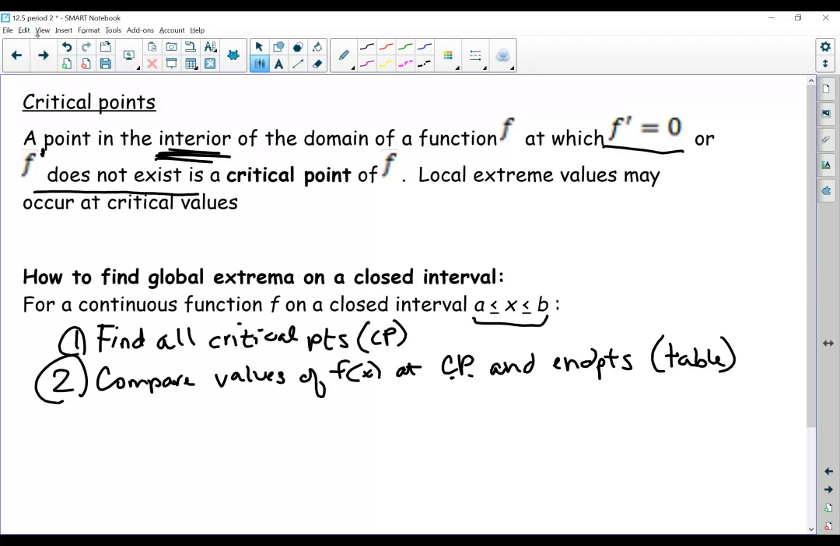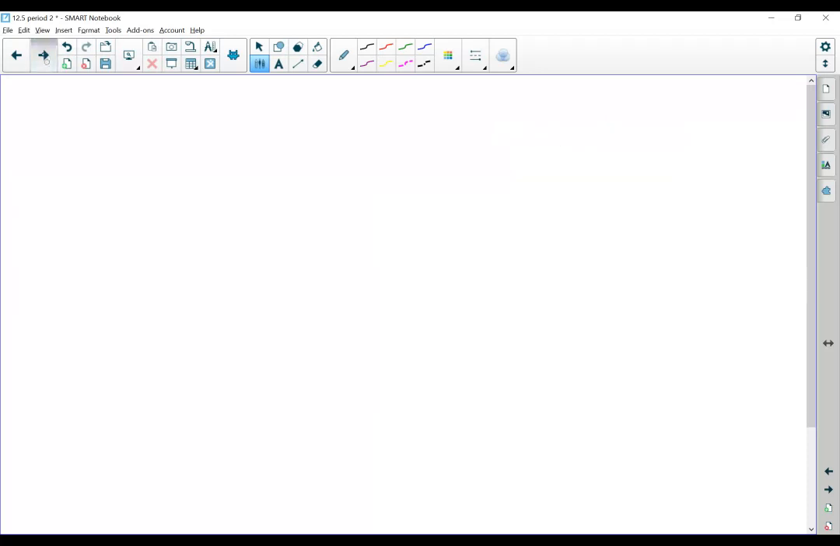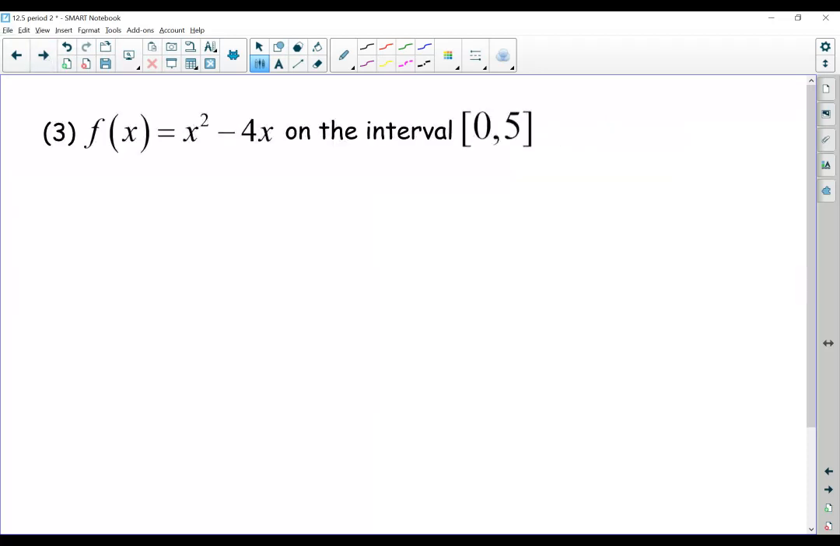All right, so let's do a couple of examples of that. Here's example 3. f of x equals x squared minus 4x on the interval 0 to 5. So let's first determine if EVT applies.